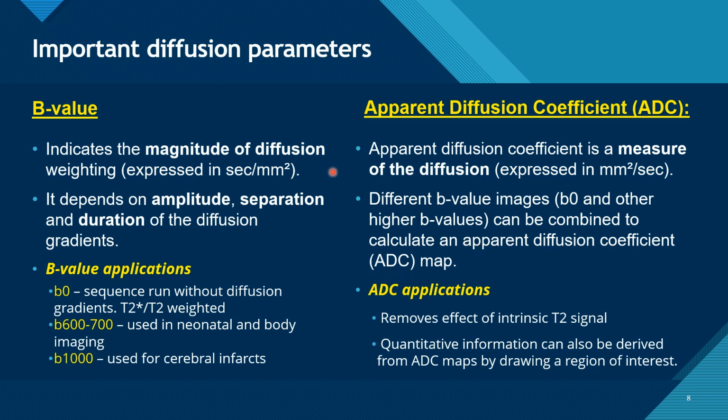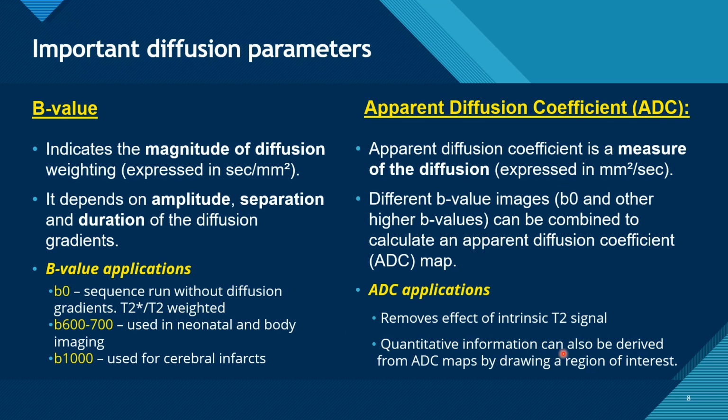So the apparent diffusion coefficient is actually a calculated map and not a true image. And we will discuss how this map is formed just now. The ADC applications is that we aim to remove the intrinsic T2 signal on which we based our diffusion weighted sequence. And the importance of removing this T2 signal is to avoid any artifactual increase or decrease in diffusion.